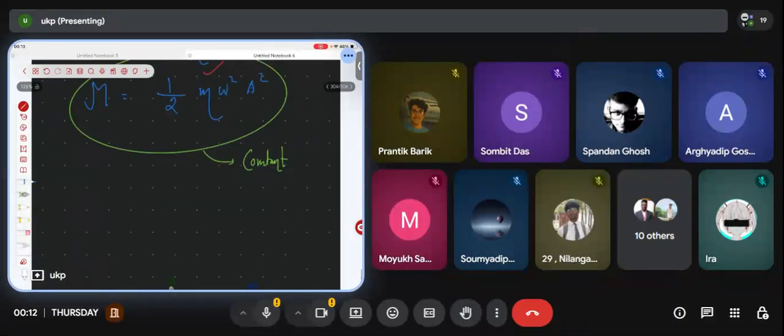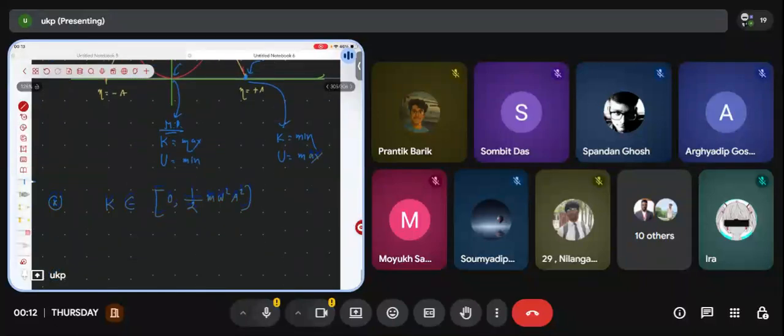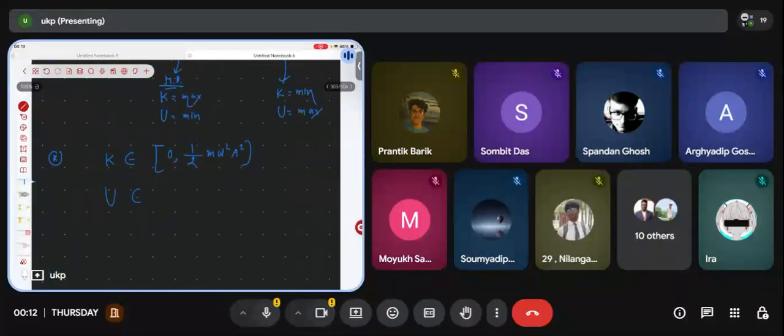So similarly, look at potential energy. Just look at this expression. What is the maximum value of x square? A square, when x is plus or minus a. So can I make this comment that the potential energy will also vary in the same range, 0 to half m omega square a square?